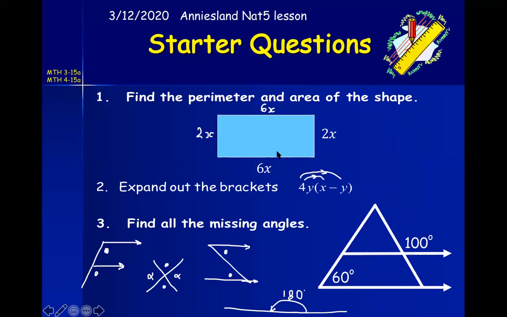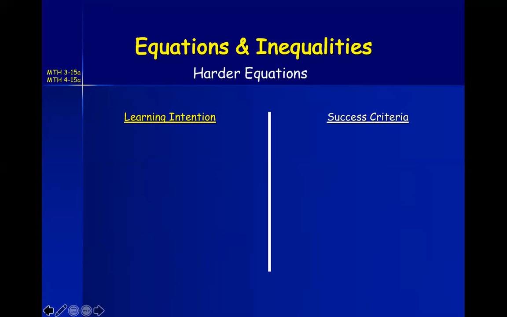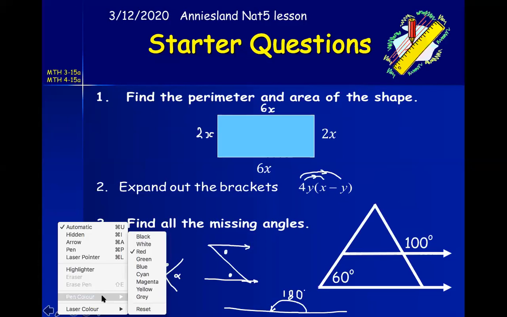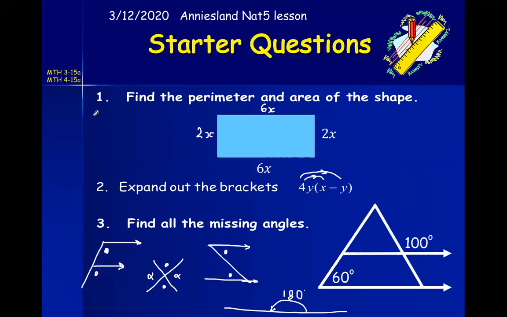So basically, what you do is you do 6x plus 6x plus 2x plus 2x. So then that becomes 16x. Yeah, 12 plus 4, 16x. So the answer to question 1 is 16x, yeah? Let's call it P.